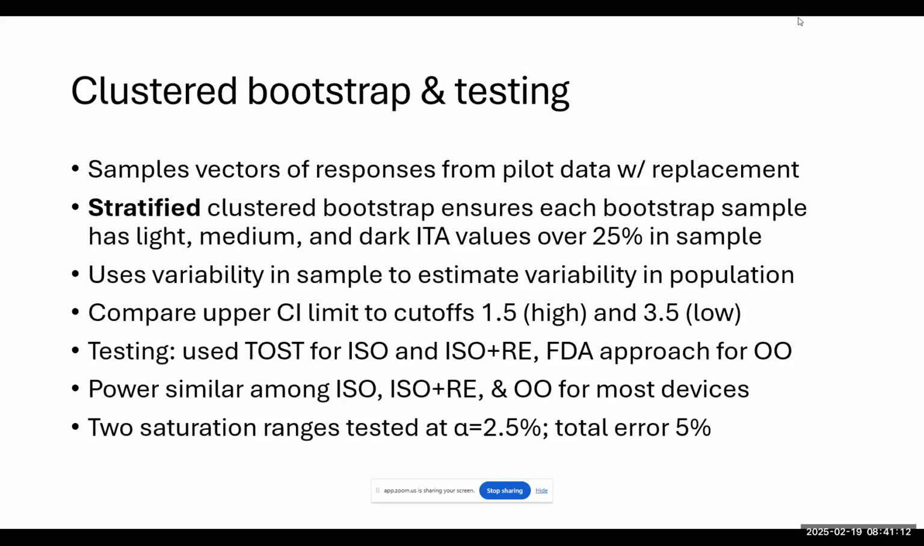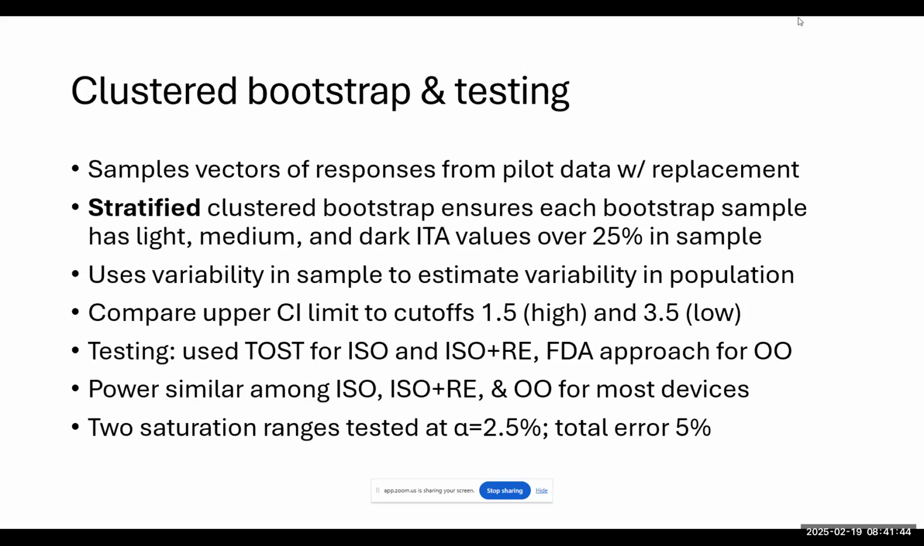And instead of what Danny did, we did look at simulation as well. We just did the clustered bootstrap. Something we thought about, I believe it's in the FDA guidance, I think Scott pointed that out, is that you actually want to have something like a stratified clustered bootstrap to make sure you have representative numbers of ITA values in the ranges. So that was something we added to the clustered bootstrap, and it actually increased the power a little bit, in some cases a fair amount.